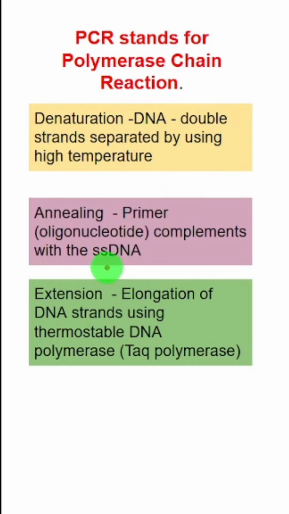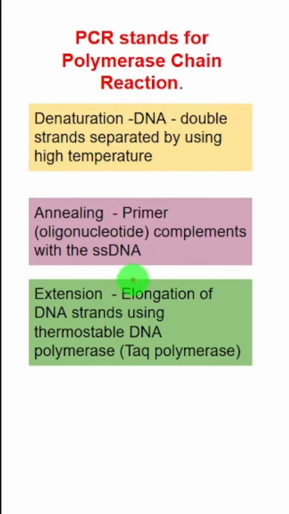So once we have single-stranded DNA, then the temperature is brought down, and then the primers, which are short oligonucleotides, complement with each of the separated single strands. Temperature is brought to around 58 degrees centigrade depending on the type of primer, and this leads to extension of the primers. So at the end of extension, 2 strands of original DNA now become 4 strands. And then the cycle is repeated.